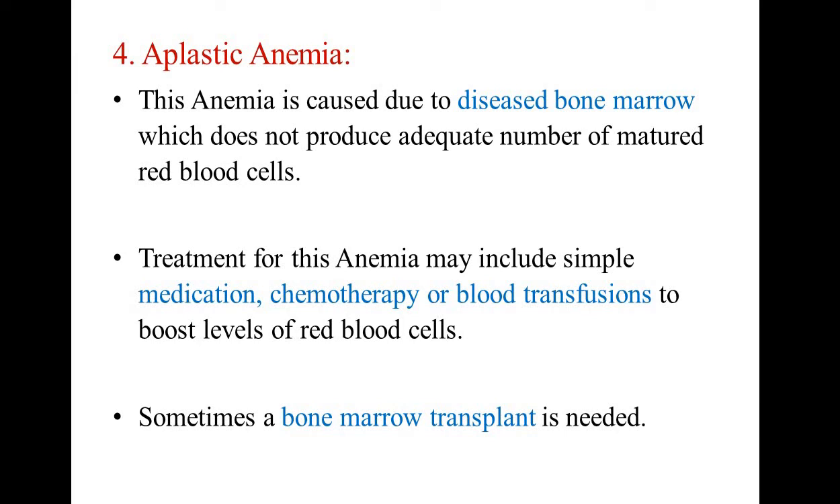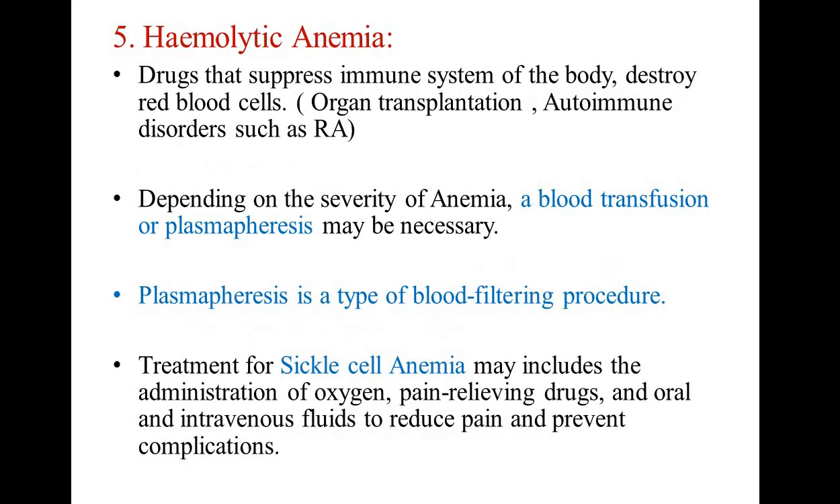And next, treatment for this anemia may include simple medications, chemotherapy, or blood transfusion to boost the level of RBCs. Sometimes bone marrow transplant is also needed, which is the treatment for aplastic anemia, because these cells are responsible for the production of the RBC. Therefore, the bone marrow is transplanted.